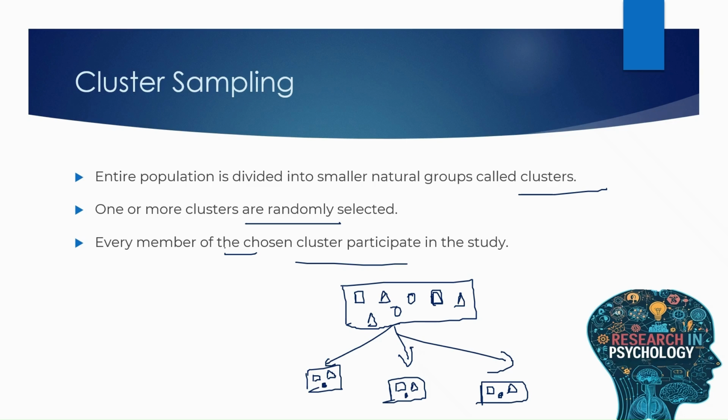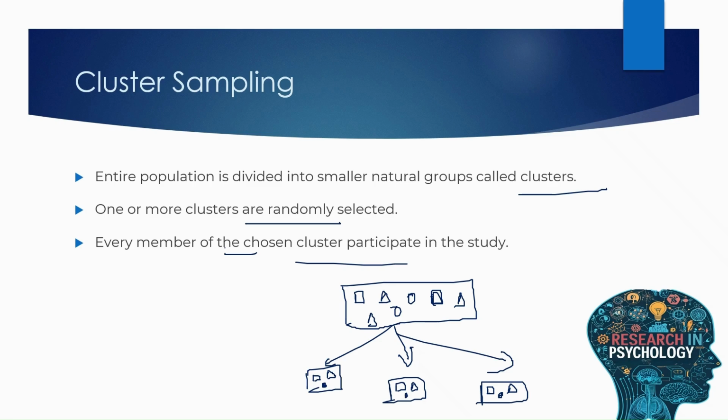Okay, so how do I give an example? Let's say I want to divide a country into different regions, and then randomly select a few regions to sample and interview everyone within those regions. So I would take a country and divide it into different regions, which would be my clusters. From these clusters, I will randomly choose one such region, and from that region, every single person would be participating in the study.